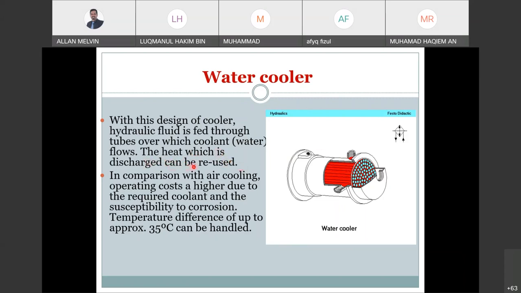So heat which is discharged can be reused. So heat will be collected and you can reuse it in other parts of your hydraulic system. In comparison with air cooling, operating costs are higher due to the required coolant and the susceptibility to corrosion. Okay, so a temperature difference of up to approximately 35 degrees Celsius can be handled. Since you are required to use extra coolant, it requires higher operating cost.